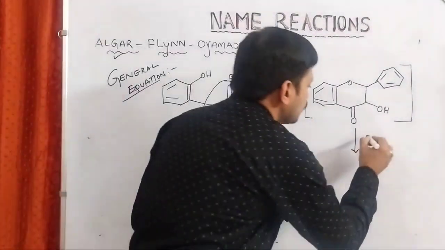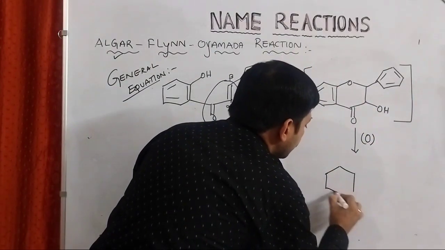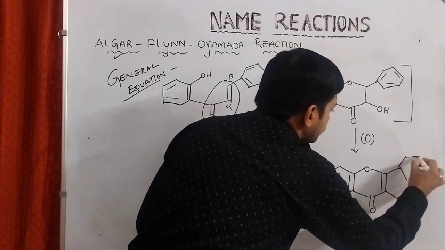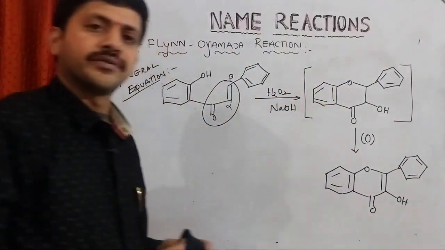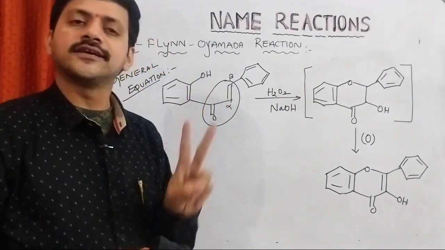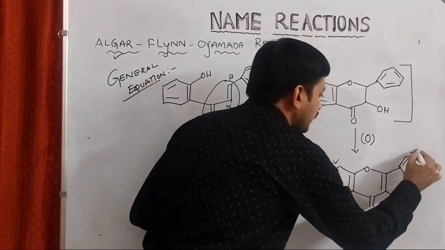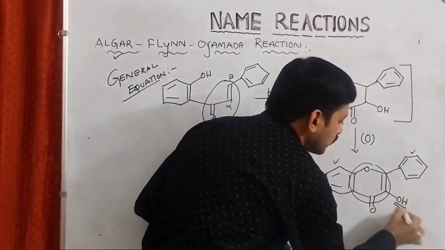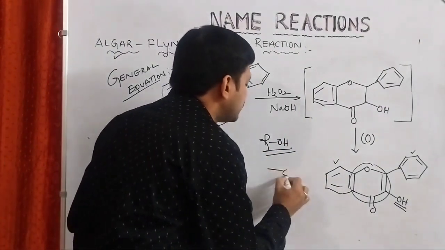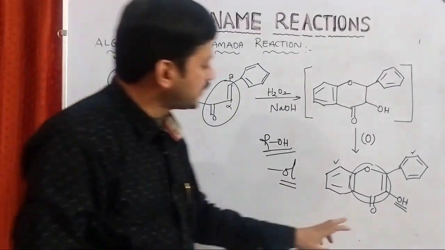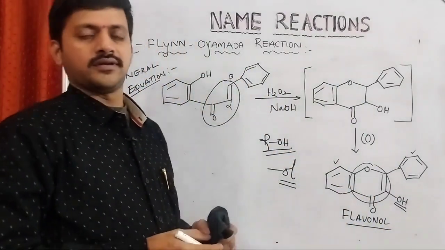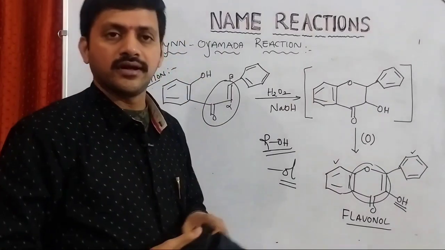If this intermediate is subjected to oxidation, it can produce this kind of compound, with OH. If you see this one, the basic skeleton of a flavonoid is 3 rings: 2 are phenyl rings and 1 is the heterocyclic ring. It contains an OH group. We all know that if organic compounds have this kind of group, the compound name ends with "ol". That's why this compound is commonly called a flavonol. It can be easily synthesized by using this reaction.